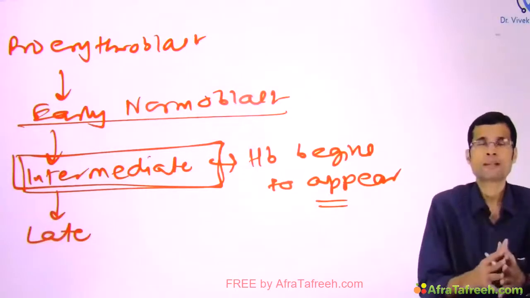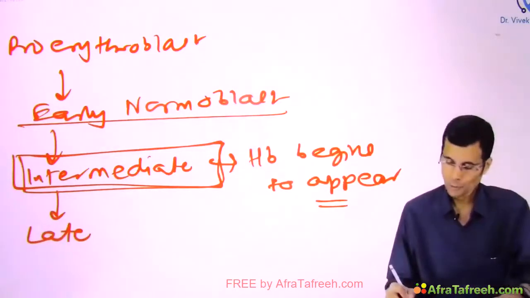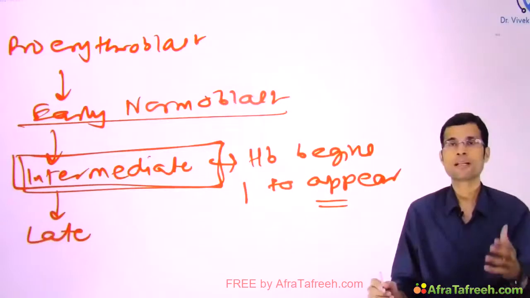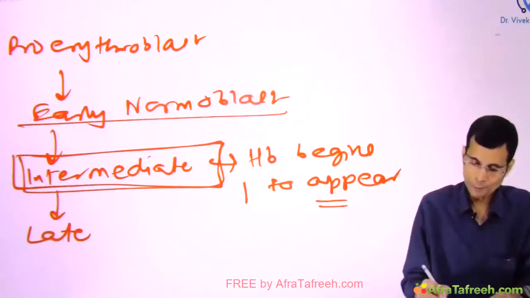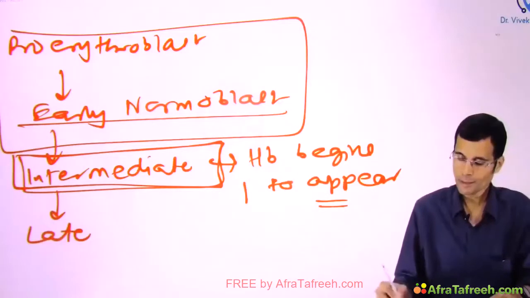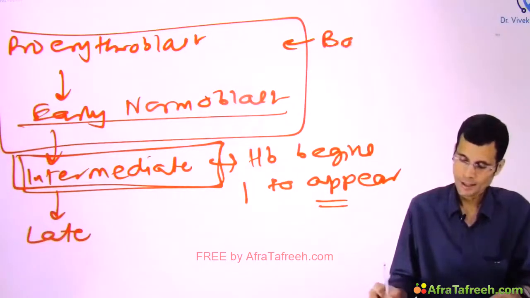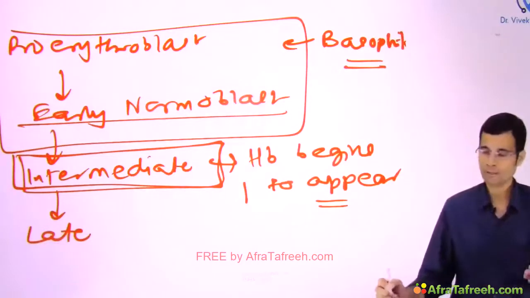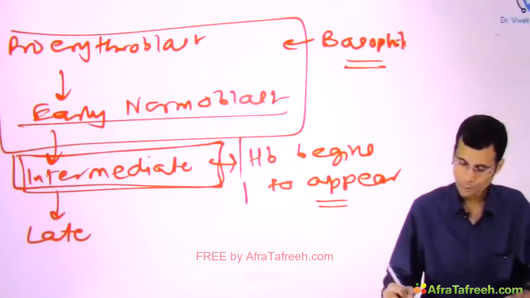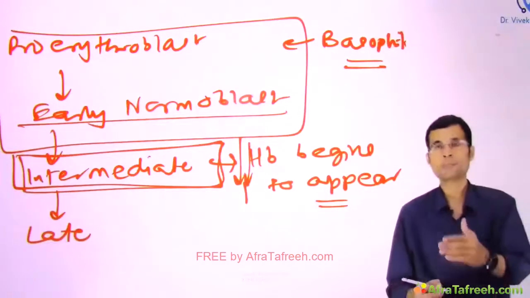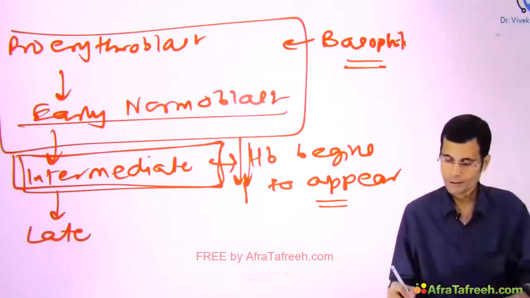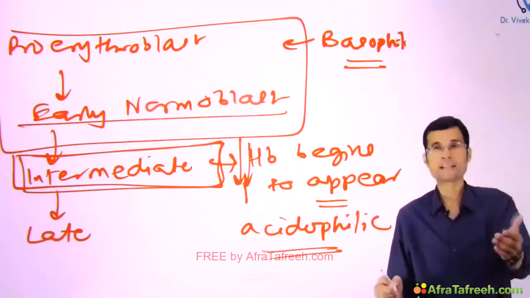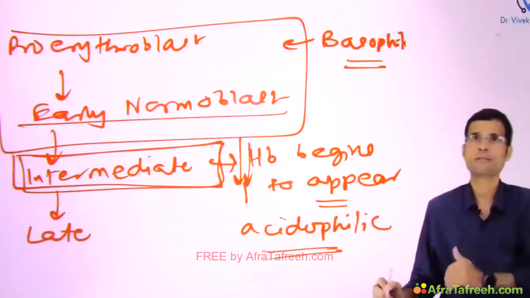Now one more fact to be noted here is that hemoglobin is basic in nature and therefore it will attract the acidic stain. So, up to this stage, the contents were acidic and therefore they were attracting the basic stain; they were basophilic. But from the hemoglobin stage onwards, I mean once hemoglobin begins to appear in the cell, it will be acidophilic. The content is basic, it will attract the acidic stain, so it will be acidophilic.